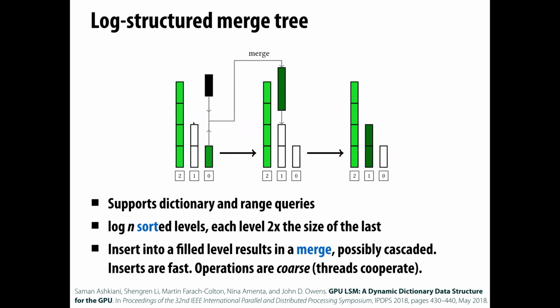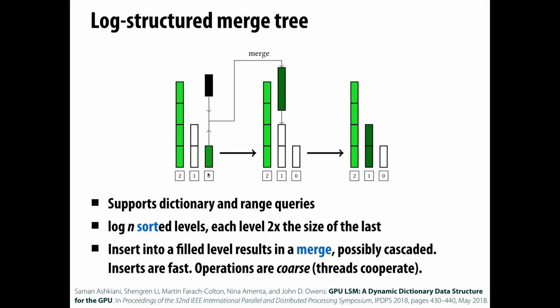All right. So what we have is a number of levels of this data structure, starting at 0 and going as high as we need. And each level is twice the size of the previous level. So this is the log structured part. So level 0 has 1 chunk of data in it. Level 1 has 2 chunks of data in it. Level 2 has 4 chunks of data in it, and so on.